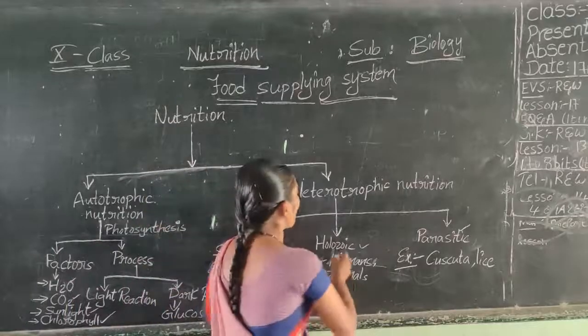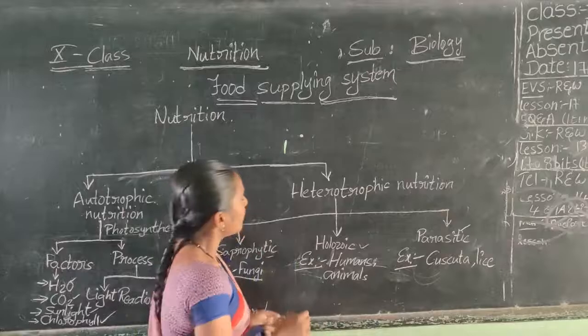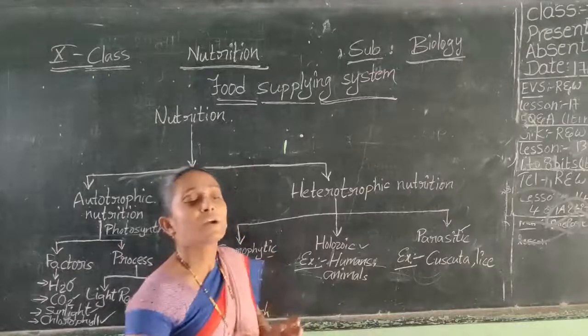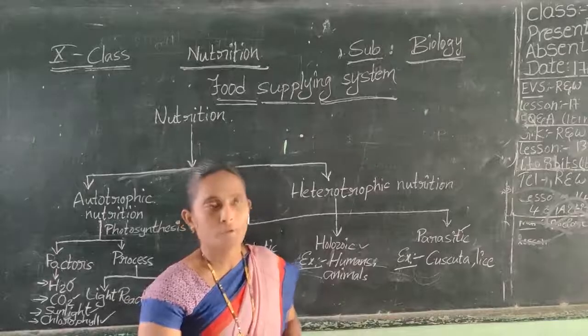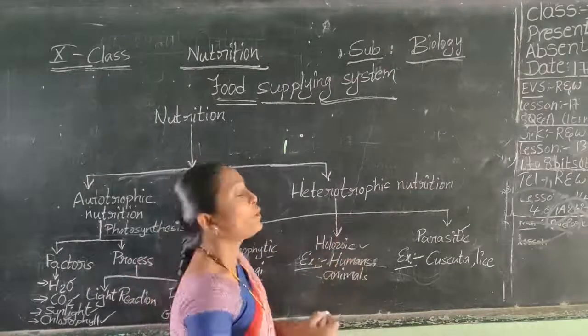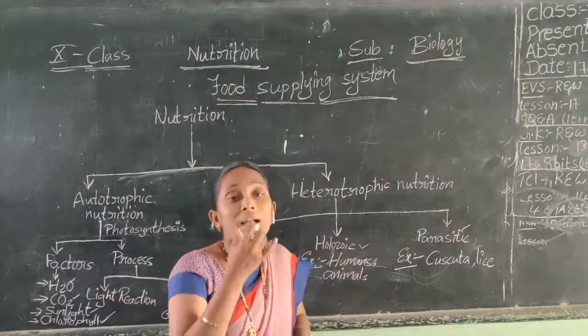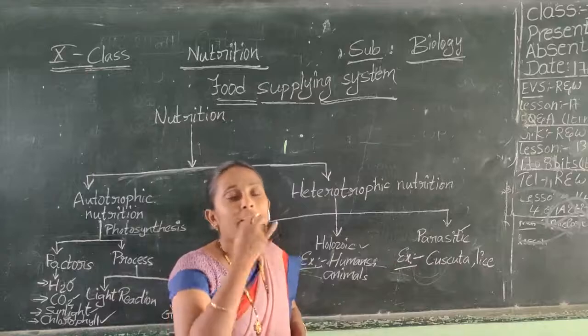And the next type is holozoic nutrition. In holozoic nutrition also the organisms cannot prepare the food, but they have to consume food. Those types of organisms are called holozoic. Here they have to engulf. Engulf in the sense swallow the food, intaking the food.